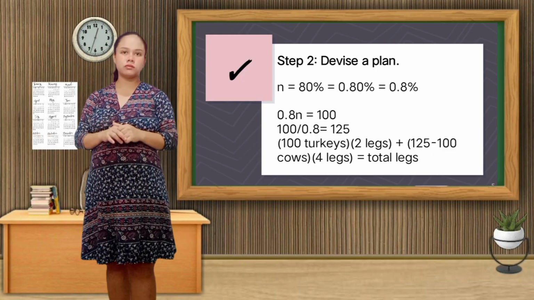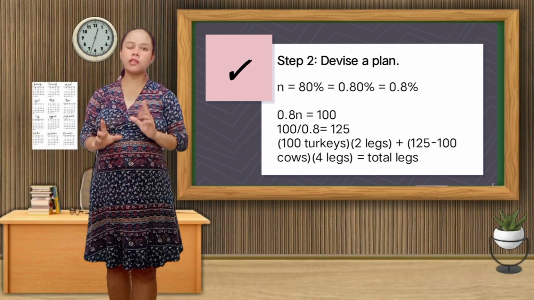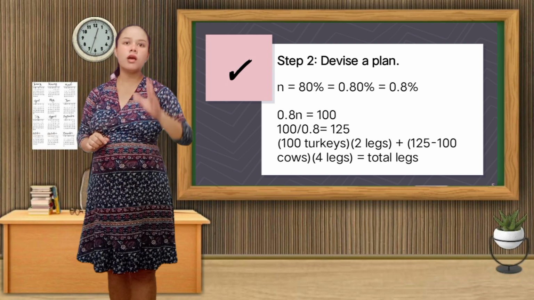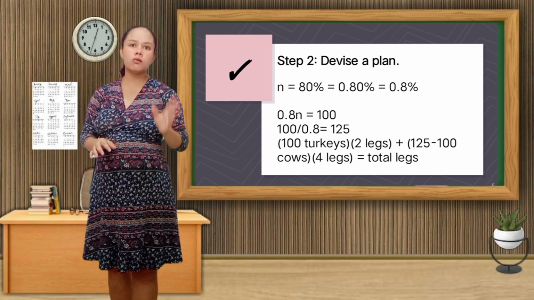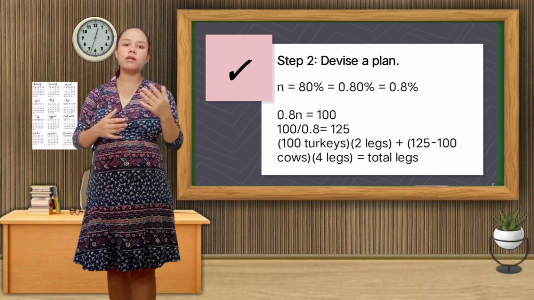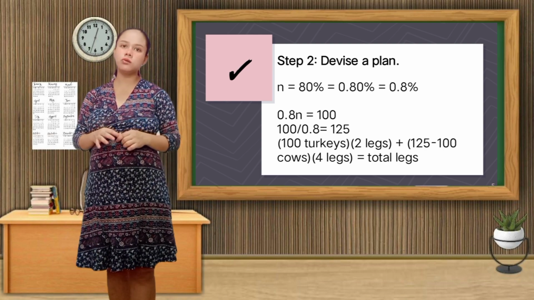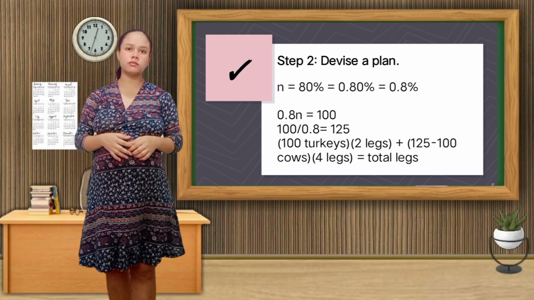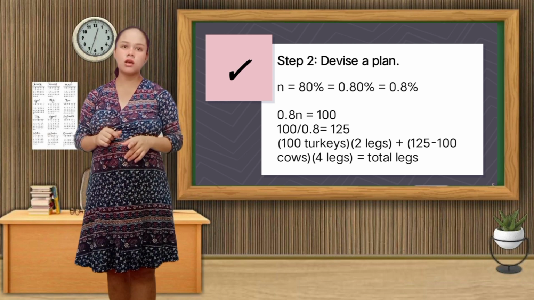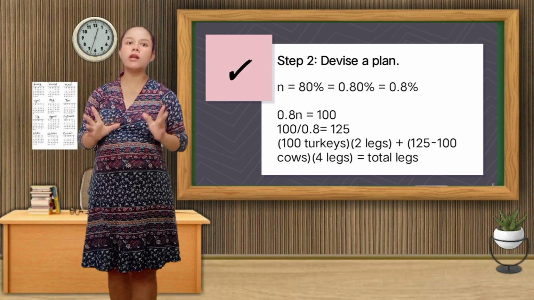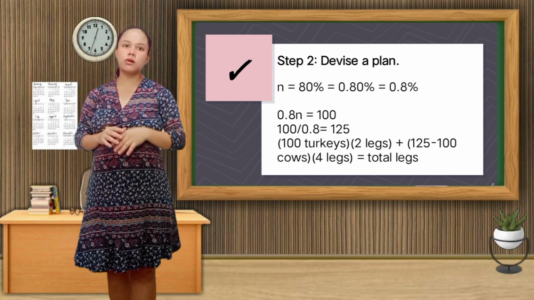Then step 2, let's devise a plan. So n is equal to the total animals, 80% is equal to 0.8. So 0.8n is equal to 100. Then let us divide both sides by 0.8 to get our n. So we have n is equal to 125. So 100 turkeys times 2 legs plus (125 minus 100) cows times the 4 legs is equal to the total legs.